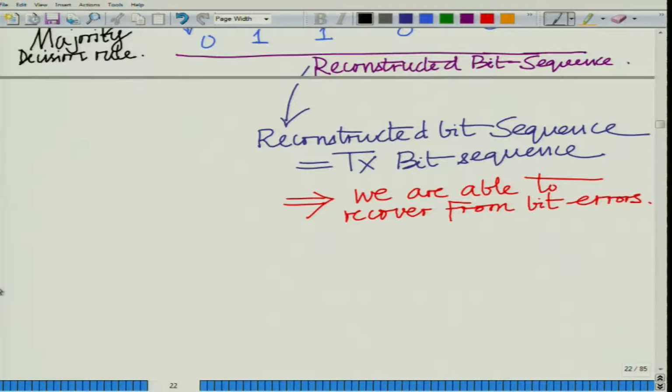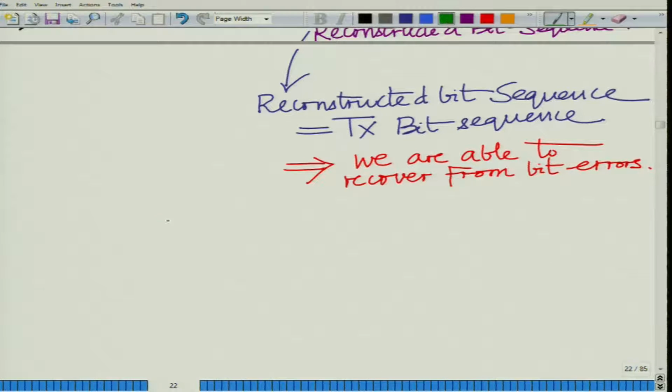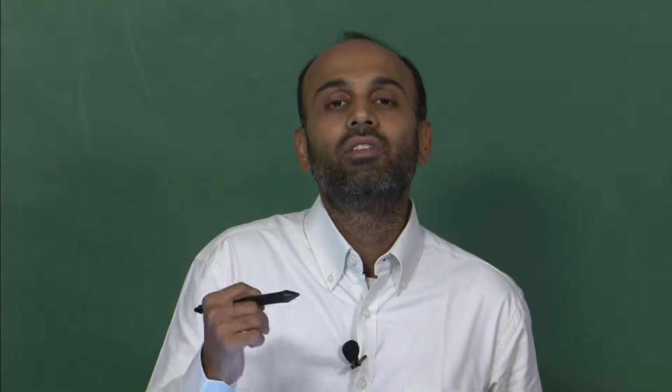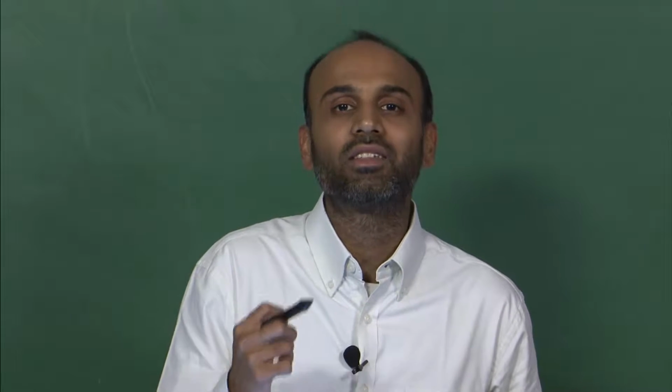Now, the first observation that you can make is that to be able to detect or correct errors, this is important, we need some form of redundancy. For instance, here we are repeating each bit 3 times, although we do not need to do it, we can transmit each bit a single time, but to be able to recover from the errors we are repeating each bit 3 times. So we are introducing redundancy in the system.